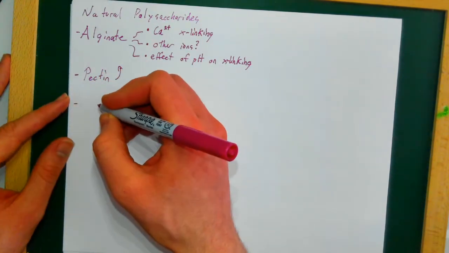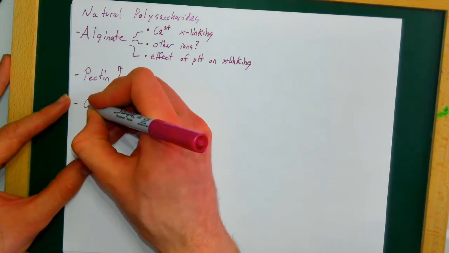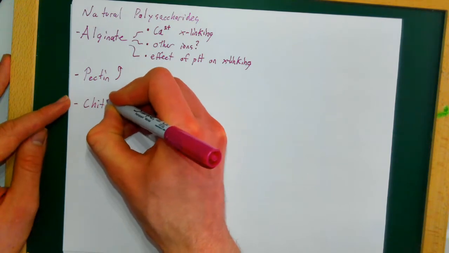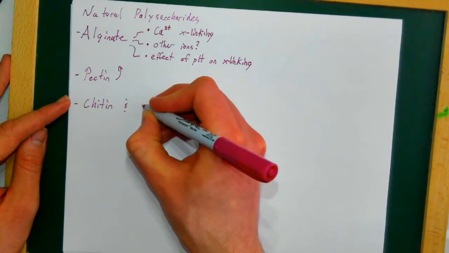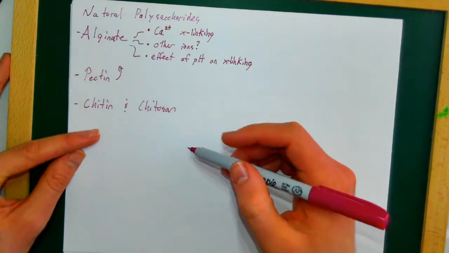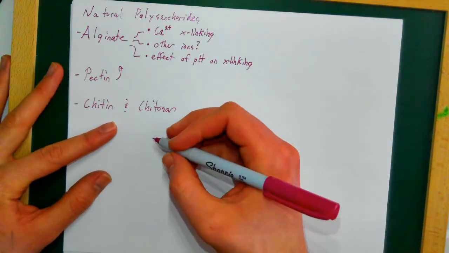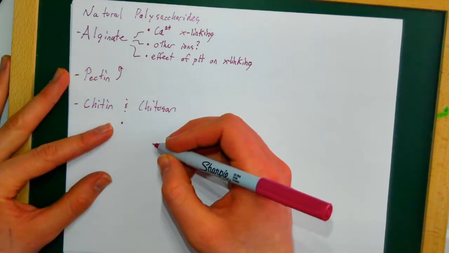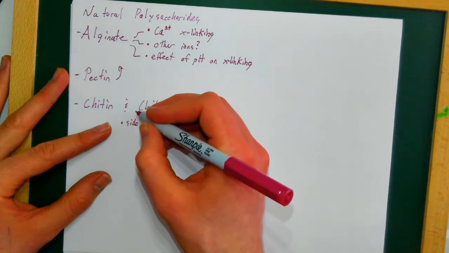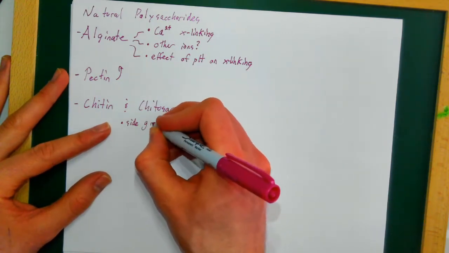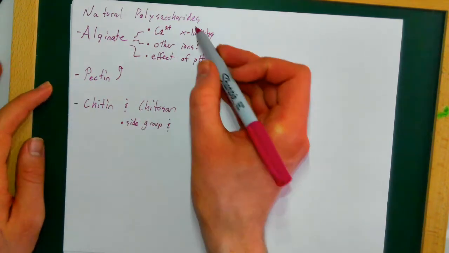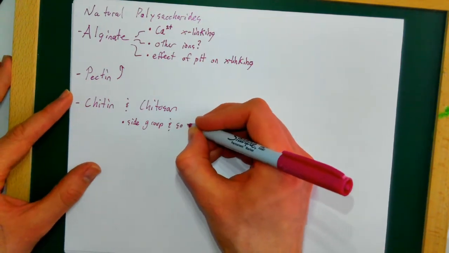Then we're going to talk about two more polysaccharides, chitin and chitosan. And when we talk about chitin and chitosan, we'll talk about a few concepts. We'll talk about the side group and the effect of how side groups on these polysaccharides can affect solubility.